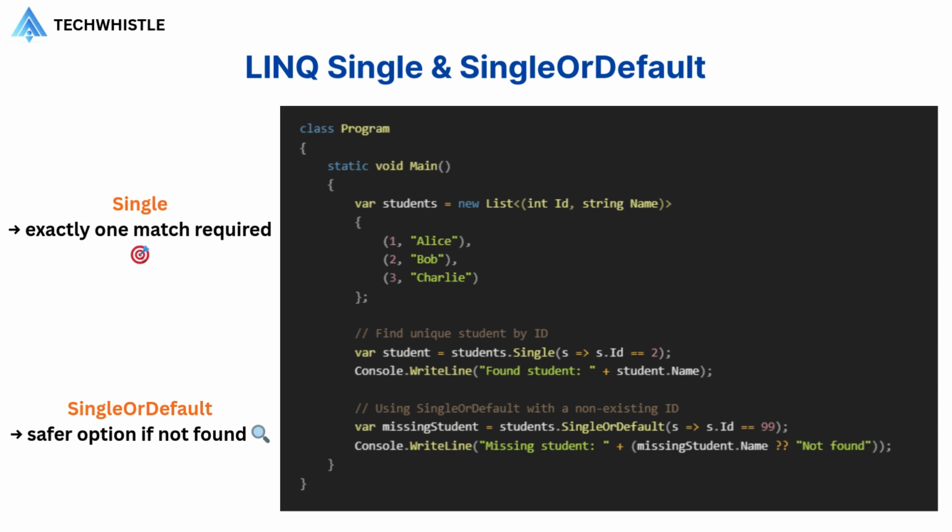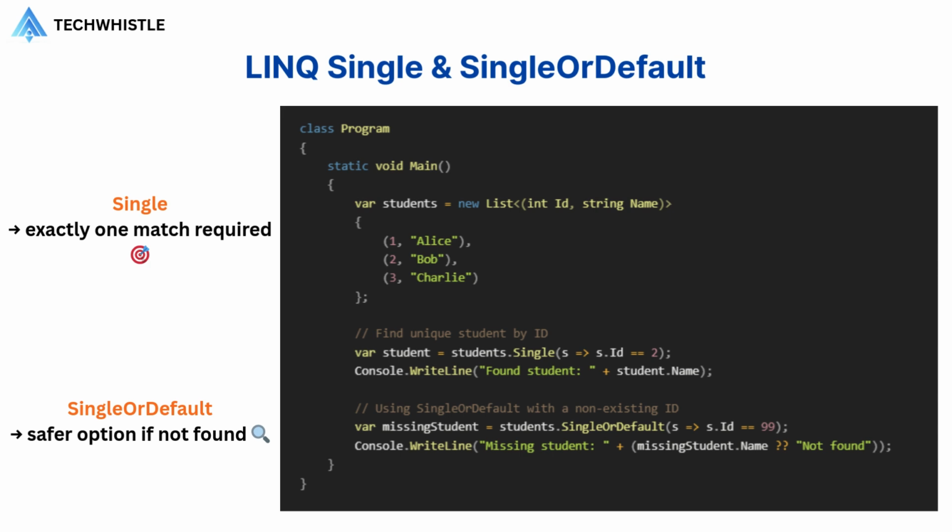Now let's talk about Single and SingleOrDefault. These two are really useful when you're looking for something that should only exist once. Think of Single like asking, I expect exactly one match, no more, no less. If it finds that one item, everything is good, but if it finds nothing, or if it finds more than one, it doesn't know what to do, and it throws an exception. That's why you should only use Single when you're absolutely sure the data will have exactly one result.